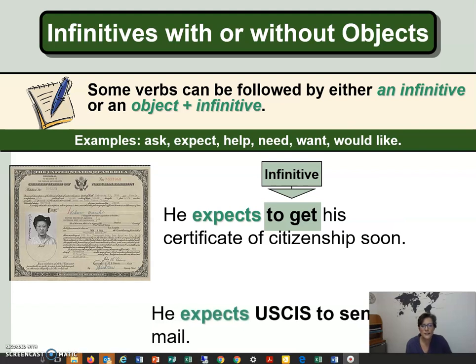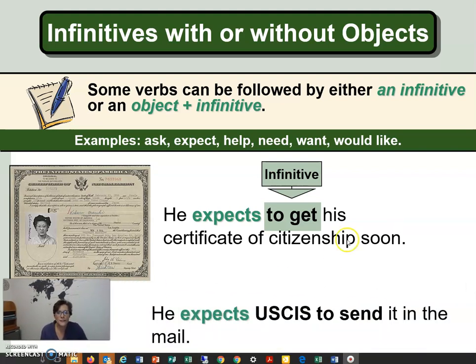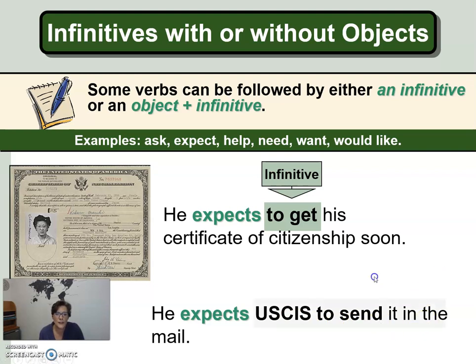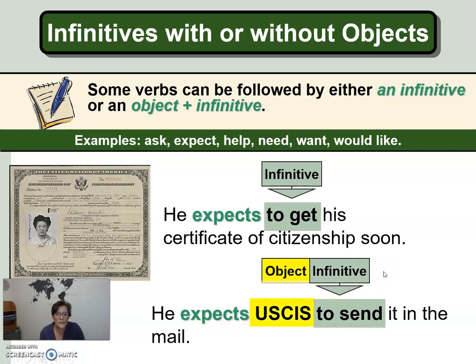Look at the difference now between this sentence and this sentence. He expects USCIS to send it in the mail. In this case, we have the infinitive after the object. In this case, he expects USCIS to do something for him.